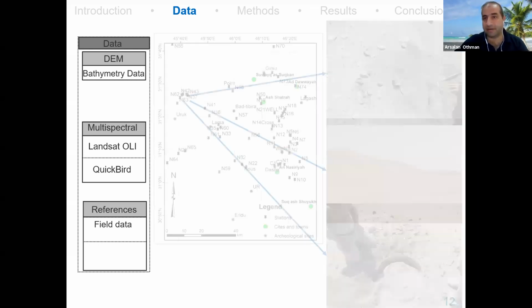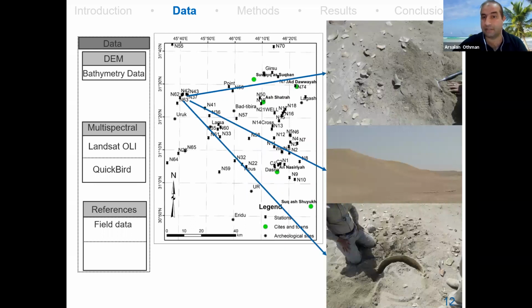For example, here's some of the data which was collected. This is a part of the sites in this study near Nasriya or surrounding Nasriya, and we found some of these archaeological sites. I don't know if it's very ancient or not. It actually needs someone who is a specialist with that.